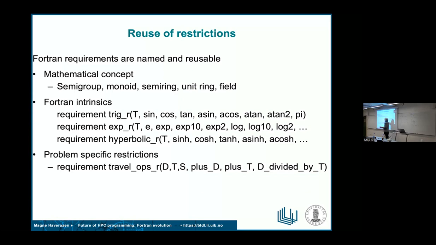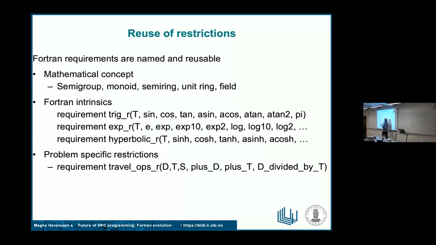Exponentiation, by 10 or by 2, logarithms by 10 or by 2, all kinds of arbitrary power functions. Well, Fortran has a notation for it, but we can make it available. We can use it in constructions, hyperbolics. We can have a package for that. And if you need them in your computation, you just import this package into your setting and use it.